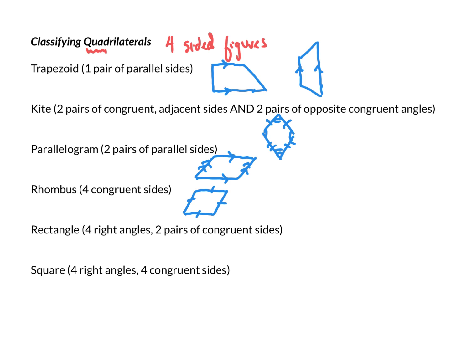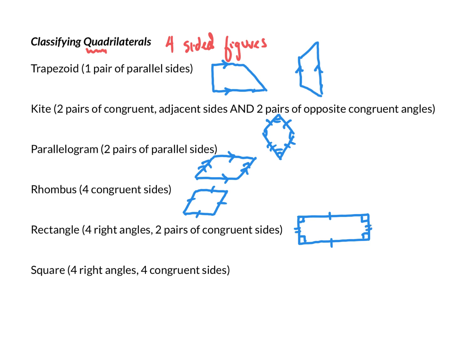A rectangle has four right angles. Okay, so it's any shape like this. It's got four right angles and two pairs of congruent sides. So these two are the same, and these two are the same.